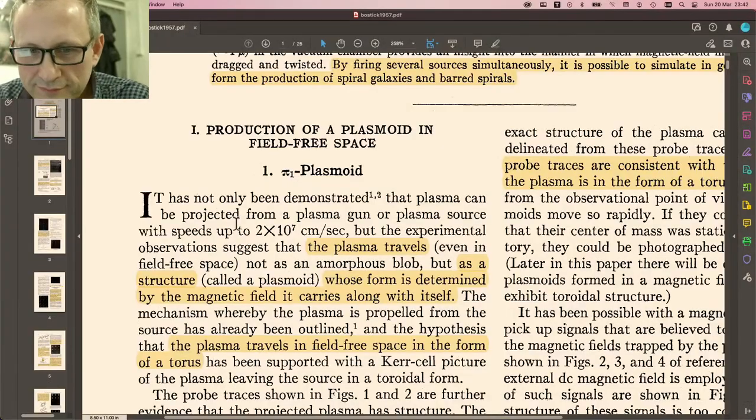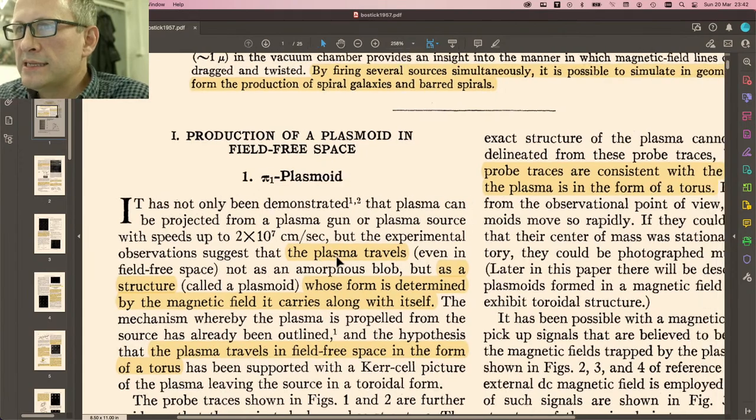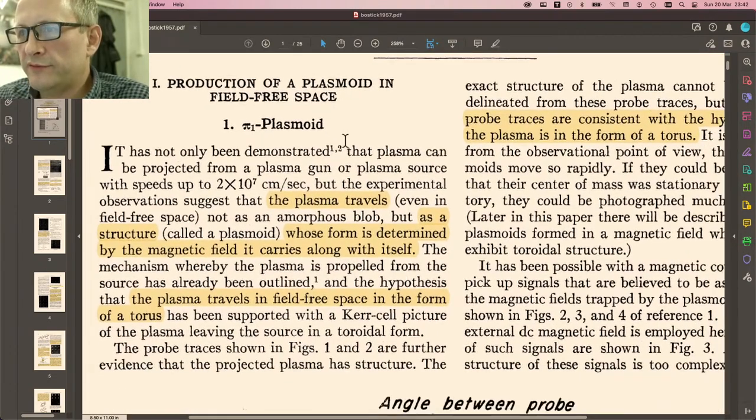And to be fair, Bostick was not seeing these things. He was seeing a very small subset and projecting out to what that might mean if you could see more things. Okay, it's a testament to his forward thinking of the implications, and you'll see more of it in this paper. Okay. So, production of a plasmoid in field-free space.